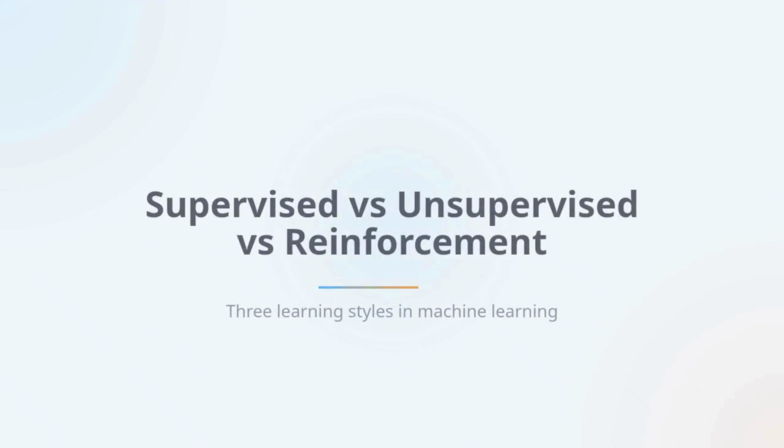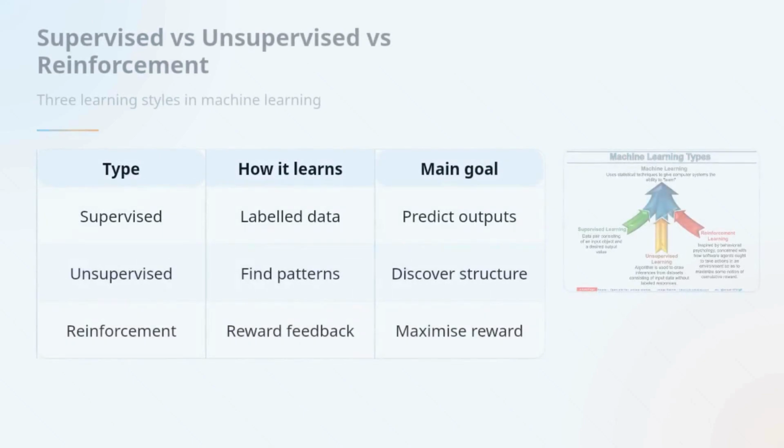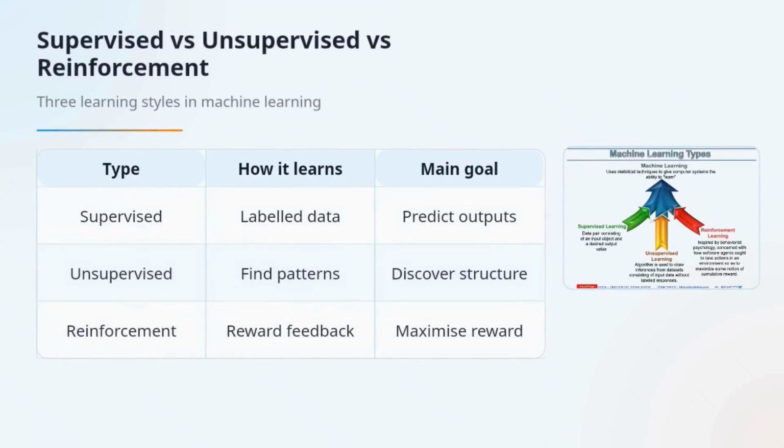Now, let us look at this in a simple table format. Supervised vs unsupervised vs reinforcement. 3 learning styles in machine learning. Now let's compare reinforcement learning with the other main machine learning styles. In supervised learning, the model learns from labeled examples. In unsupervised learning, it looks for hidden patterns in data. In reinforcement learning, the agent learns from reward feedback and tries to maximize long-term reward.